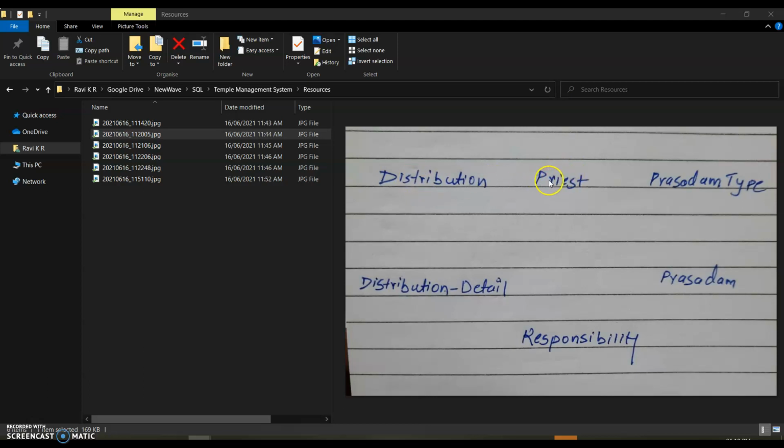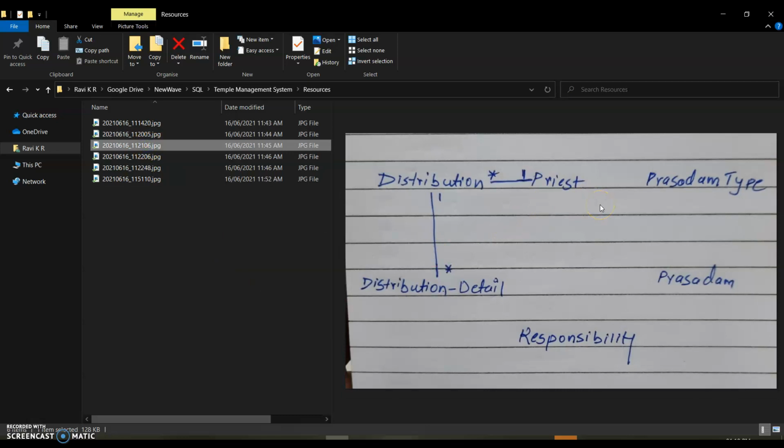So this is a typical one-to-many relationship, and each distribution can have several detail items in it, which we already discussed. So this is like a header and this is like a detail. So if you visualize that, it could look something like this, where a priest has several distributions under his name and each distribution has several details.